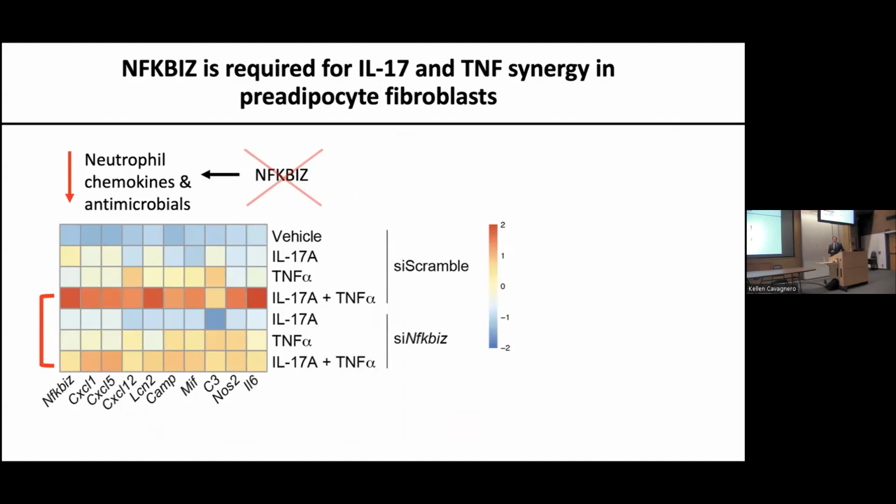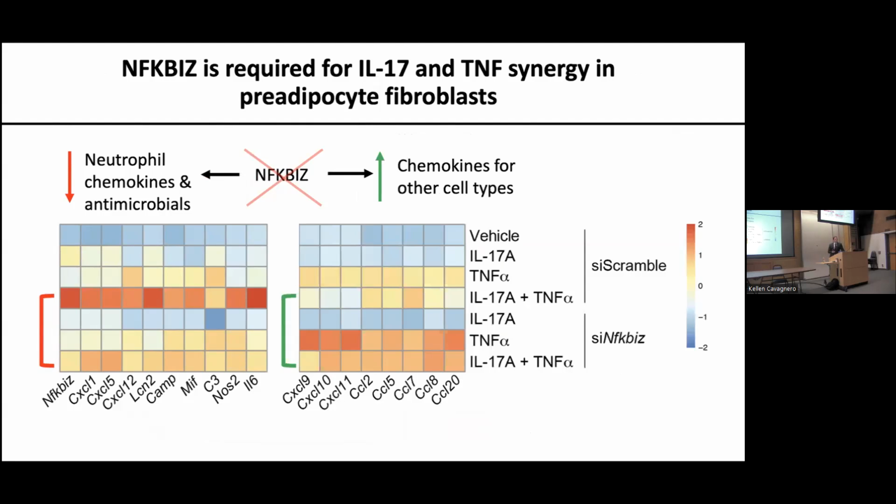Now, to test the role of NFKBIZ in synergy, we performed a genetic inhibition experiment wherein we used siRNA to knock down NFKBIZ in these cells and then stimulated them with IL-17 and or TNF. And we found that when we did this, we completely lost the synergy between IL-17 and TNF. The expression of neutrophil chemokines and antimicrobials went way down. So this gene is very critical for the synergy in terms of these outputs.